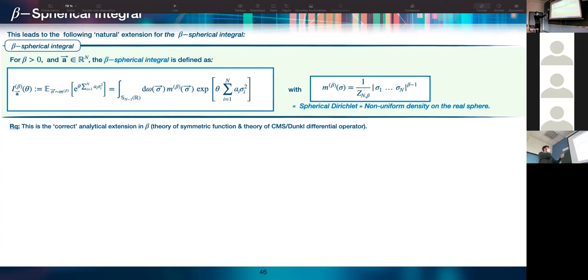And for example, you can see this function as the eigenfunction of some differential operators, where there is this parameter beta. And when you now take the analytical continuation of this differential operator, then you get this function. So what is this operator? It's a symmetrized Dunkl operator. I mean, it's also related to the Calogero-Moser-Sutherland operator.